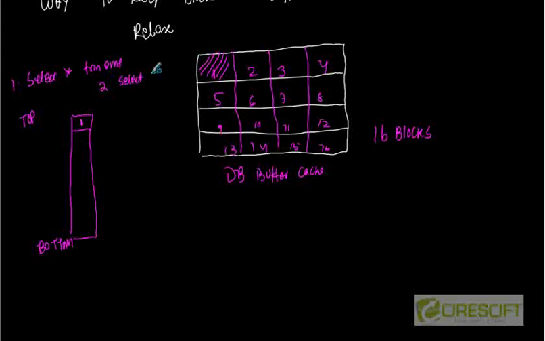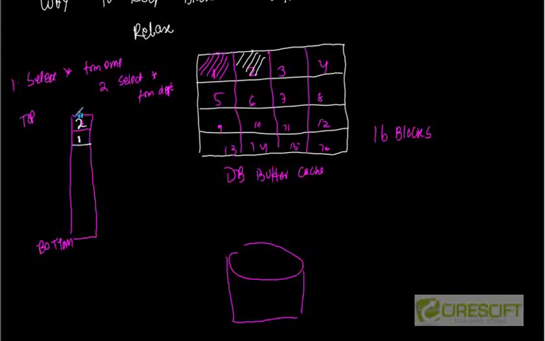Select star from department. So in that case, I'm going to read from the database file, get the department block, and put it in this place, right? Since this happened after 1, 2 is going to come here and 1 is going to go down. Okay, so 2 is on top, and whatever I accessed last goes up.